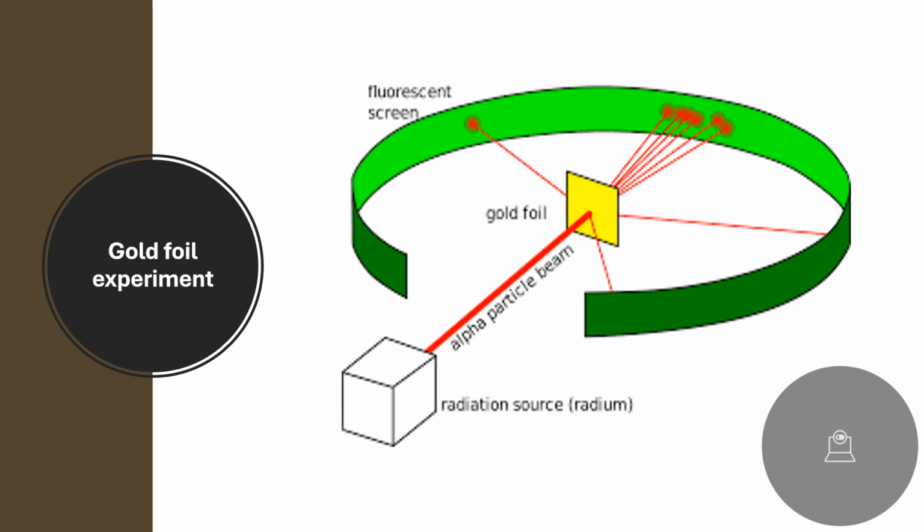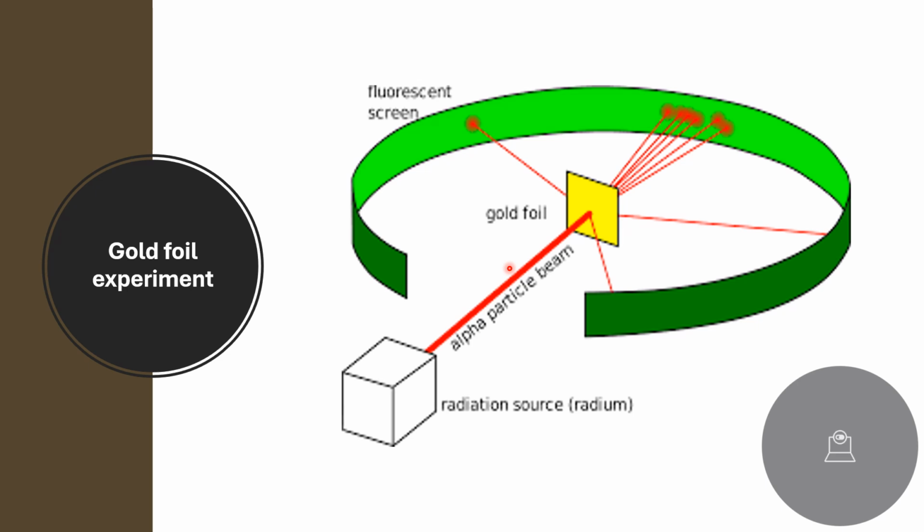Look at this diagram. The experimental setup. There is a radiation source. Here the radioactive material radium produces alpha particles. These alpha particles are positively charged particles. There is a thin gold foil. Behind the foil, there was a fluorescent screen. When an alpha particle hits the fluorescent screen, you can see a glow. This is the experimental setup.